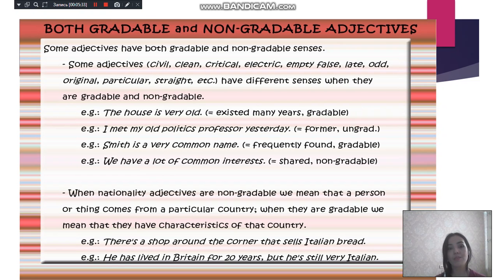Next, some adjectives have both gradable and non-gradable senses. Some adjectives, civil, clean, critical, electric, empty, false, late, odd, original, particular, straight, and others, have a different sense when they are gradable and when they are ungradable. This house is very old, it has existed many years, so very old here is gradable. I met my old politics professor yesterday. It is ungradable, just former professor. Smith is a very common name, so frequently found. It is a gradable adjective. We have a lot of common interests. It means shared interests, so it is non-gradable.